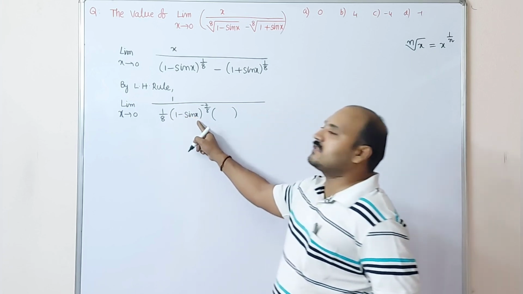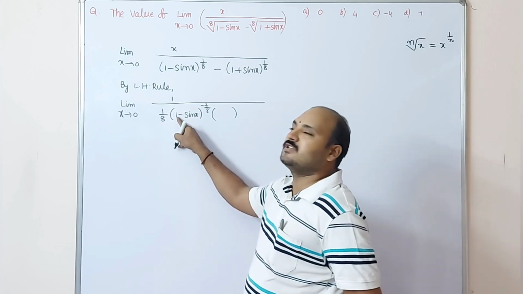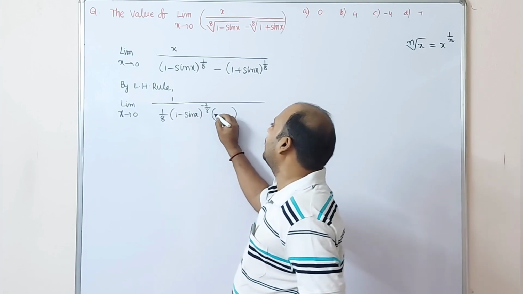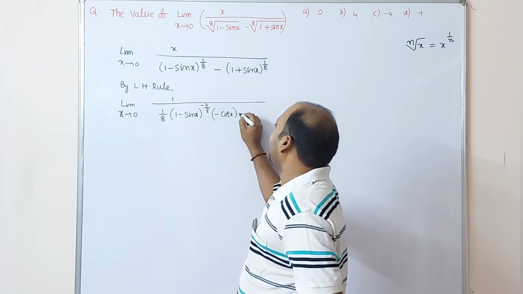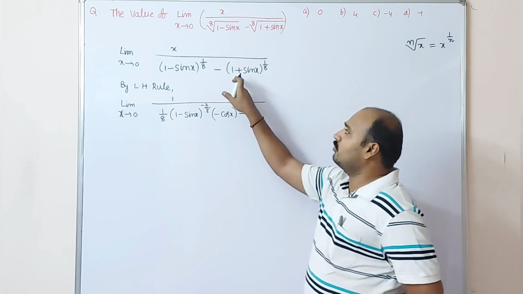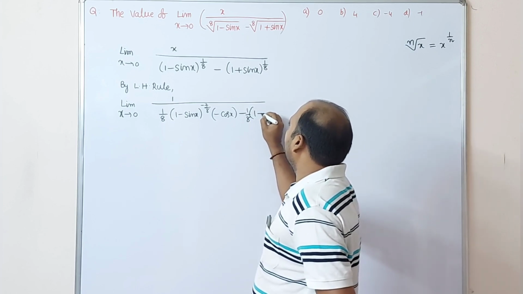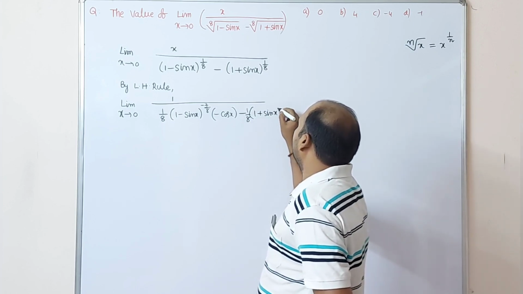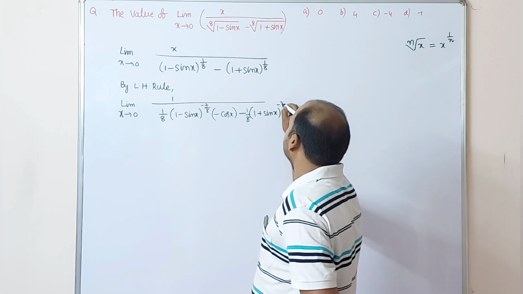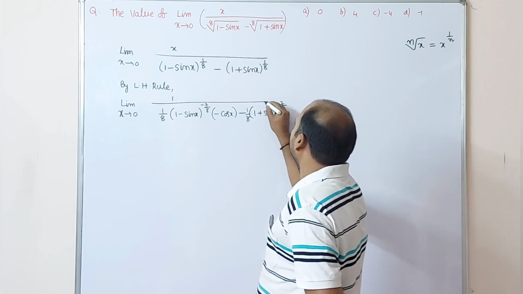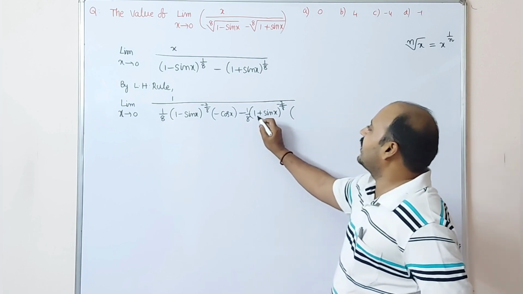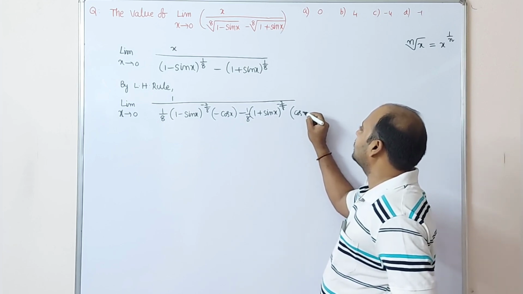Again 1 minus sin x you have to differentiate. Constant one derivative 0, minus sin x derivative is minus cos x. Minus 1 plus sin x whole power 1 by 8, derivative is 1 by 8, 1 plus sin x whole power 1 by 8 minus 1, so minus 7 by 8. Again constant derivative 0, sin x derivative is cos x.